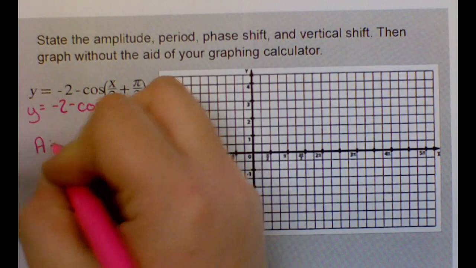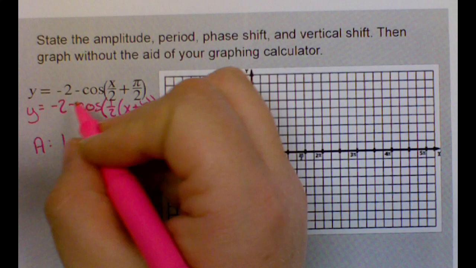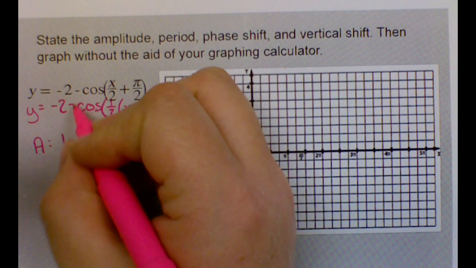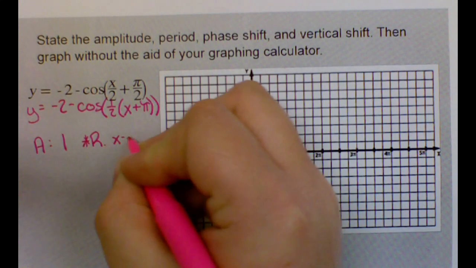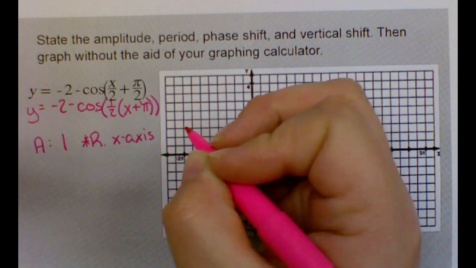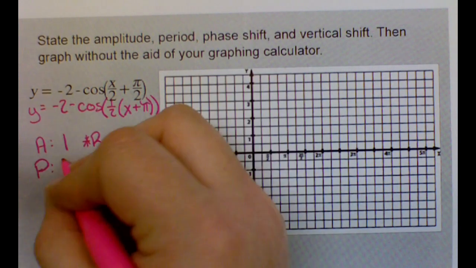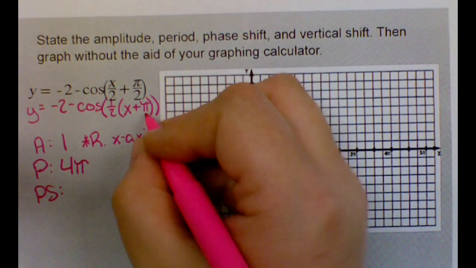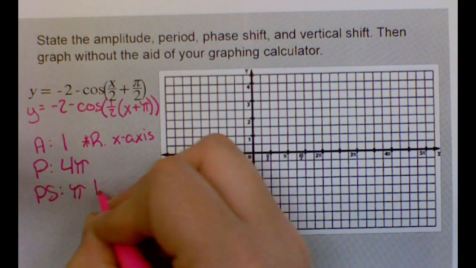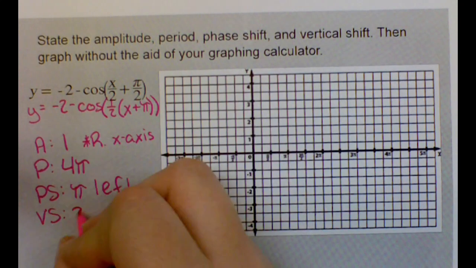So the amplitude is 1. Remember, amplitude can never be none. If there's nothing in front of cosine, it's the invisible 1. But we do have a reflection over the x-axis. That's what that negative tells us. The period is 2 pi over 1/2, which is 4 pi. The phase shift is pi to the left. And vertical shift, we have a shift of 2 down.